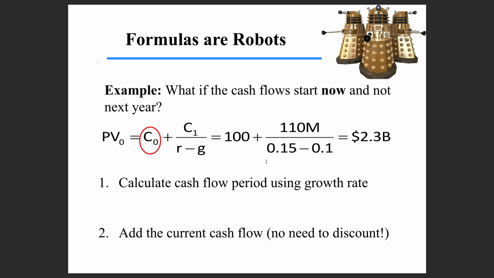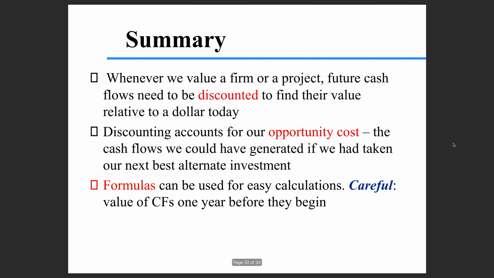To summarize, whenever we need to value a firm or a project or a financial asset, future cash flows need to be discounted to find their value relative to dollars today or to find their present value. This process of discounting accounts for the opportunity cost, the cash flow we could generate if we had taken our next best alternative investment. There are certain formulas we can use to speed up our calculations. We consider 3 of them: perpetuity, growing perpetuity, and annuity. When you use these formulas, be careful.